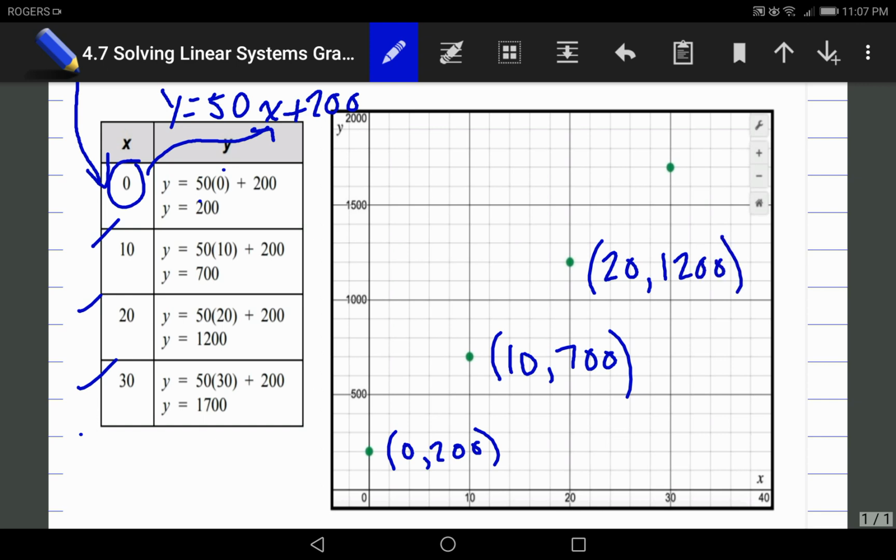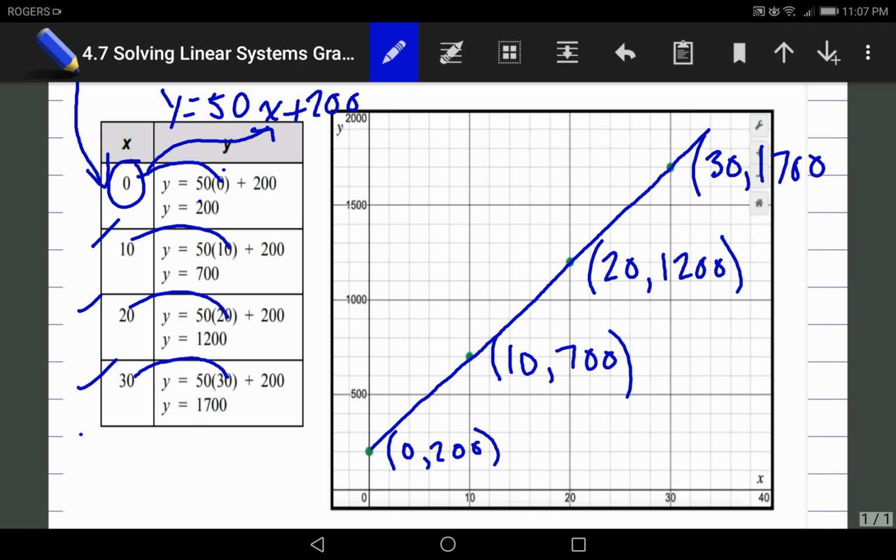Okay, and then lastly 30, 1700. You can see my answers here, and I just plugged in 30 for x, 20 for x, 10 for x, 0 for x, and then solved the equation to find out y. Okay, now I don't have a ruler function here, so I'm going to attempt to freehand draw this line. Okay, so there it is. But of course you would use a ruler. So that's how you do a table of values.